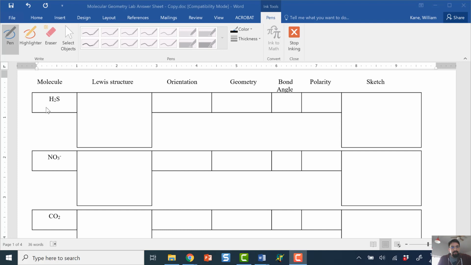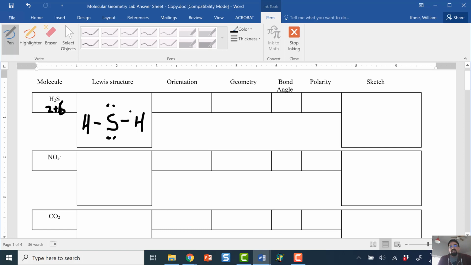With H2S, we've got two electrons from the hydrogen plus 6 more from the sulfur for a total of 8. Sulfur goes on the inside, hydrogen's on both sides, and then we got 2 bonds. I think that this was the cause of the most common misconception. A lot of people wrote linear for the orientation here. Can't be linear because the drawing was incomplete.